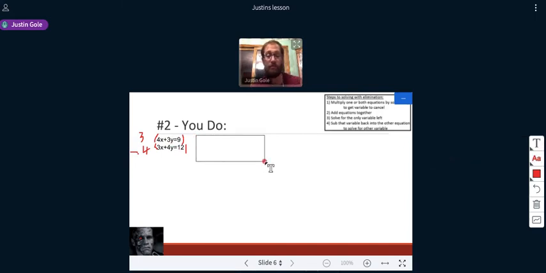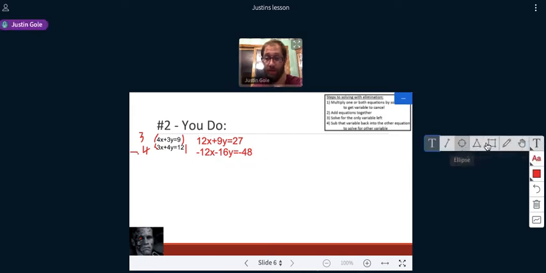So let's write the first equation. We said it's going to be 12x plus 3 times 3y is 9y equals 27. Let's make sure I have an x there, right? And the second equation, -4 times 3x is -12x plus minus 16y equals -48. Now, that's step number 1. Step 1 is the most difficult part for some people, because the second step's pretty easy.